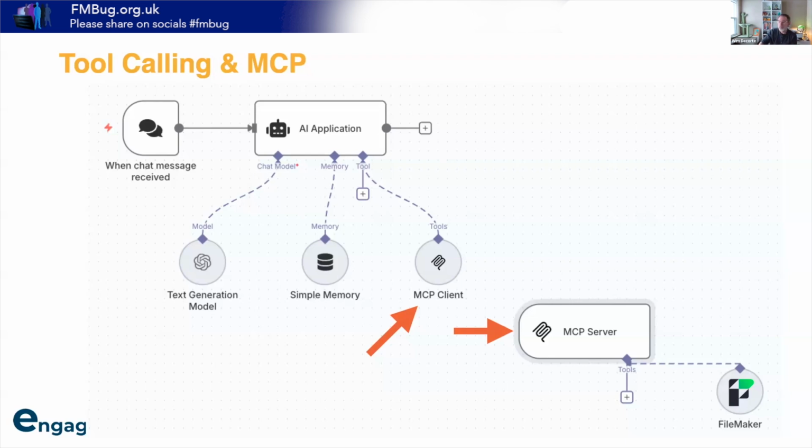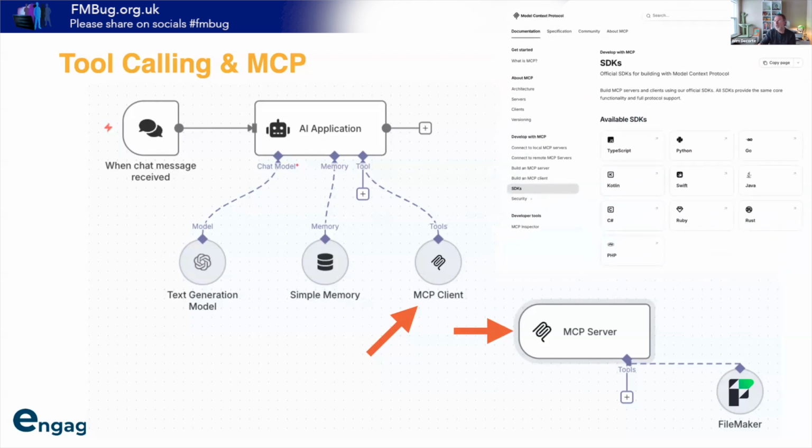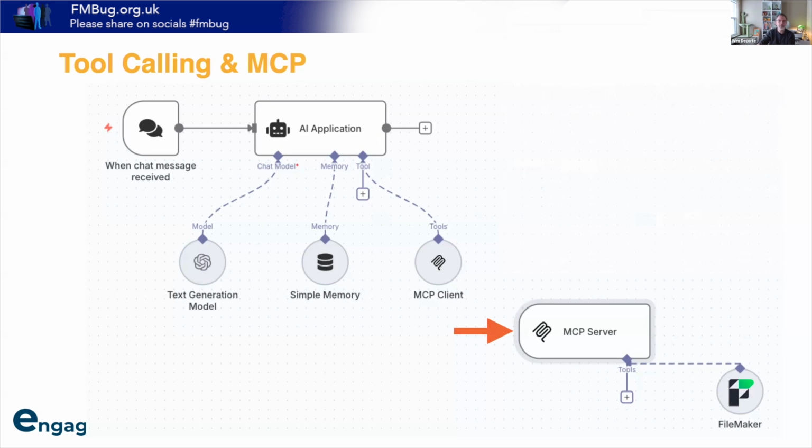So if you're writing your own AI applications, you can download an SDK that can speak MCP, right? If you're writing JavaScript code or anything like that, or you want to have a microservice for FileMaker to talk to, the microservice can speak MCP, you can download the SDK and roll your own. That's the beauty of having a standard.